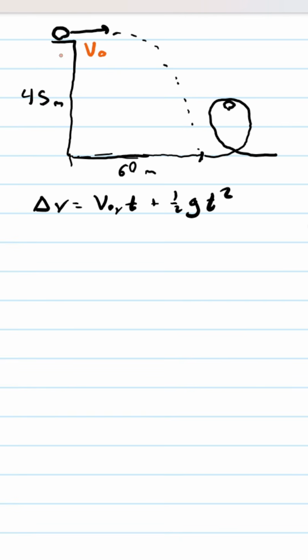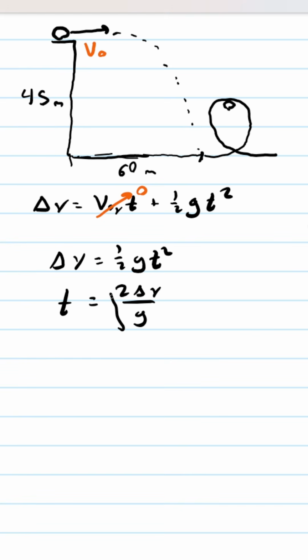But since this ball is launched horizontally, there will be no initial velocity in the y direction, so we just get that the change in y equals 1/2 g t squared. And so we can rearrange this equation for time and get that time equals 2 change in y over g, and then everything under a square root.